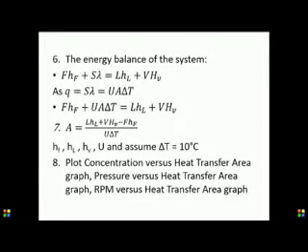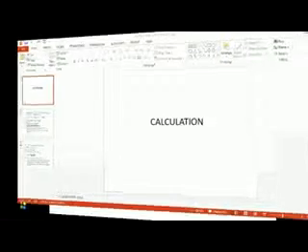Finally, we will plot a graph of concentration versus heat transfer area. All the above steps are the same for the second and third parts of the experiment, which are the effect of different pressure at constant NaOH concentration and rotation, and the effect of different rotational speed at constant NaOH concentration and pressure. That's all for the calculation of the rotary evaporator experiment.